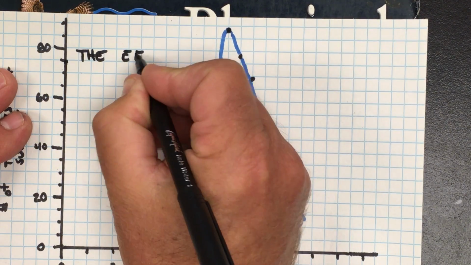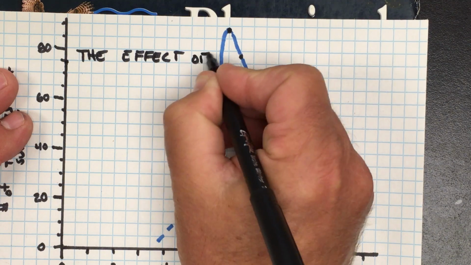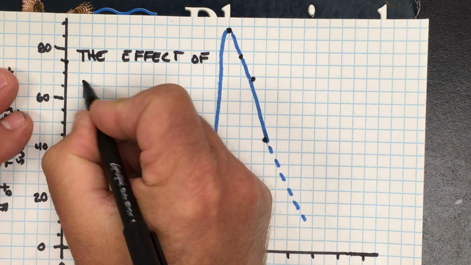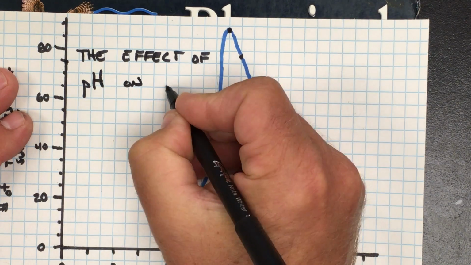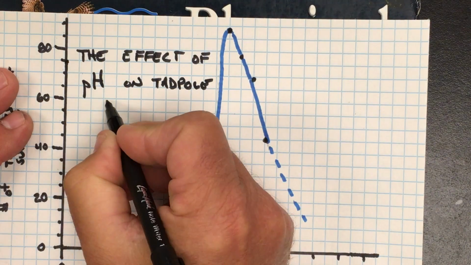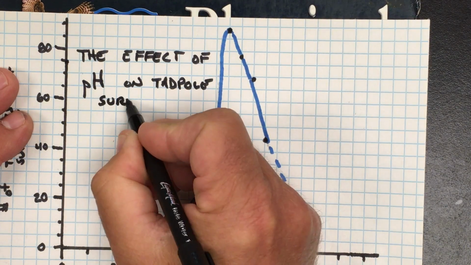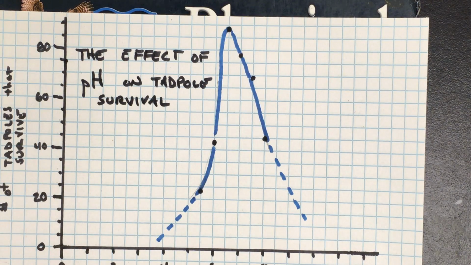The effect of pH is lowercase p, uppercase H. The effect of pH on tadpole survival. And there you go. That's a nice looking graph. So what are you going to do next?